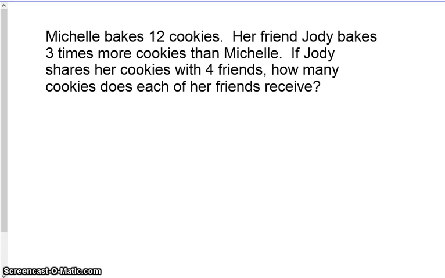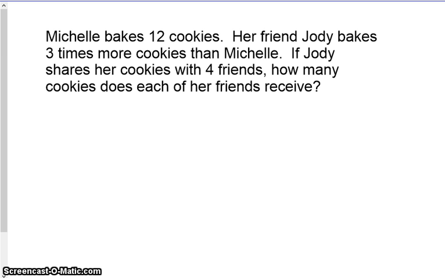Okay, we're gonna go through with our two-step division problem. I'm gonna read the problem first, and we'll let you guys talk through the UPS and solving it together, okay? Michelle bakes 12 cookies. Her friend Jody bakes 3 times more cookies than Michelle. If Jody shares her cookies with 4 friends, how many cookies does each friend receive?